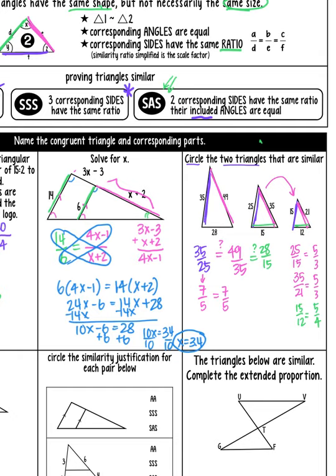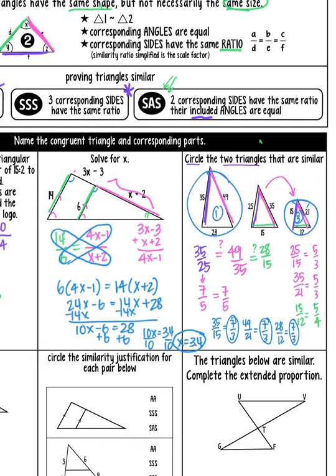My last pair that I can check is 1 and 3. So I'll check 35 over 15. I divide them both by 5. I end up with 7 over 3. 49 over 21. Divide both by 7, and I end up with 7 over 3. And finally, 28 over 12. I divide both of them by 4, and I end up with 7 over 3. So these guys are all the same ratio. So triangle 1 and triangle 3 are similar.